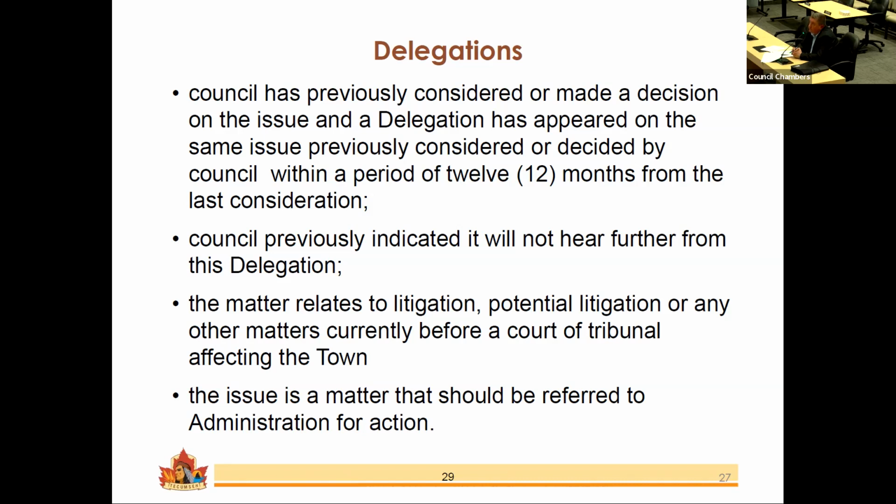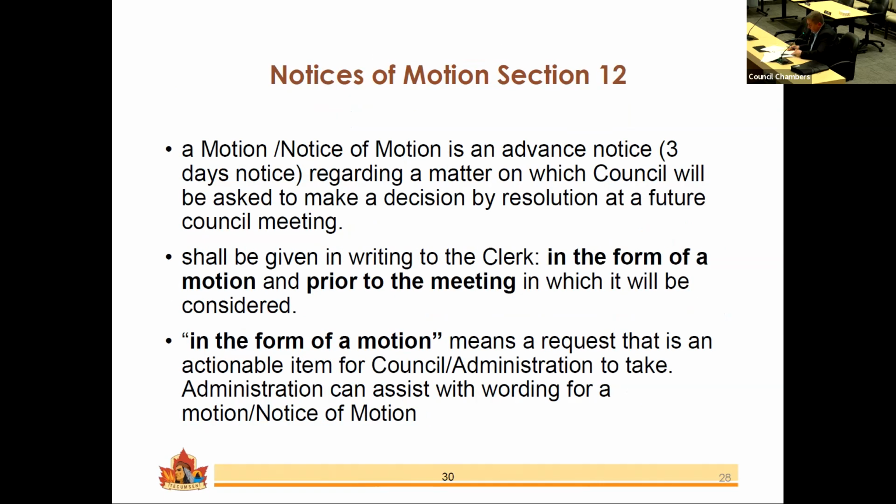And then probably one of the most common reasons why a delegation may be either denied or deferred is that it's properly a matter that administration should look at first, in order to research and be prepared to come to council with that delegation with advice or recommendations. Next slide, please.